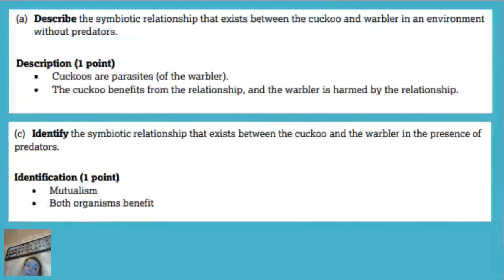So that would be an example of mutualism. So if you just said it's a mutualistic relationship or both organisms benefit, you got the point there. And the other point came from a graph that you had to make, but because it's really hard to make that through a screencast, I didn't include that part, but you can take a look at it because it's in the ones that I sent you.